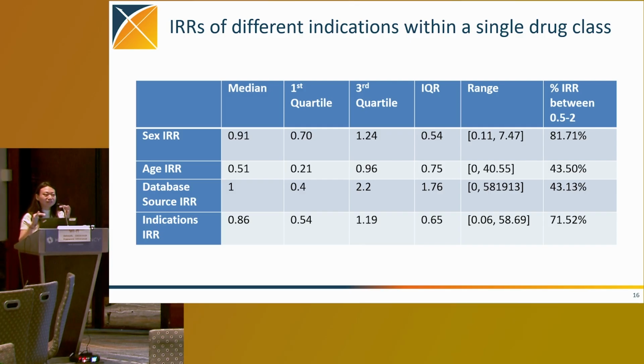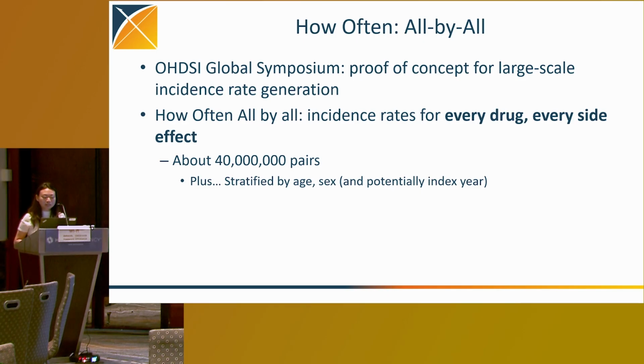So the relative importance of these different factors as it affects incidence rates is that age and database are often most important. We should account for that. We should stratify by it. And then indications, and then sex. Okay, so this is just a really quick overview of this project and what has come out of the symposium and the study that we ran there. And hopefully we'll be submitting the paper very soon.